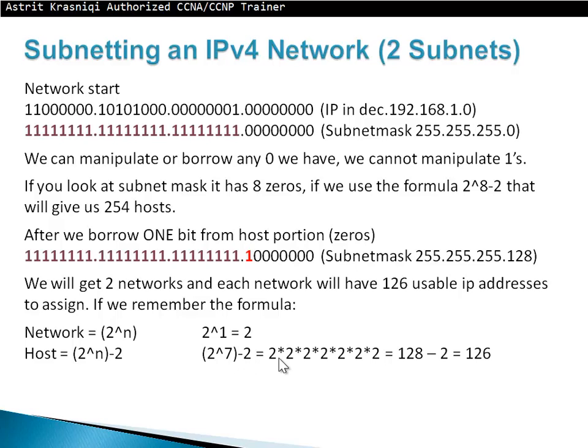2 to the power 7 is like saying 2 times 2 is 4, times 2 is 8, times 2 is 16, times 2 is 32, times 2 is 64, times 2 is 128. So 2 to the power 7 is 128, minus 2 is 126. So that's what we're saying. We'll get 2 networks, and each network will get 126 usable IP addresses, 126 addresses available to assign to hosts.